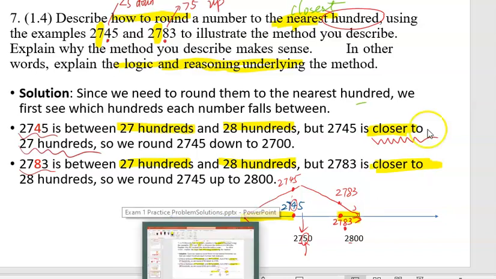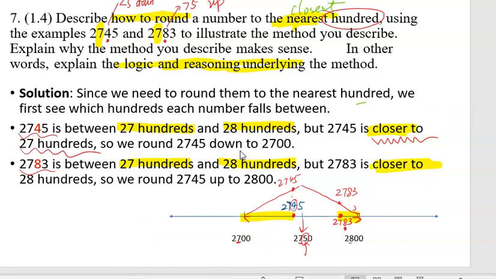So that's why we run it down when the digit is less than 5, but run it up when it's bigger than 5. If it's exactly in the middle, usually by convention we run it up, because it's really not closer to either of these. It's exactly the equal distance. So we just say, okay, in that case, just run it up.